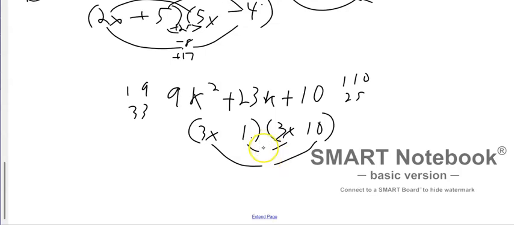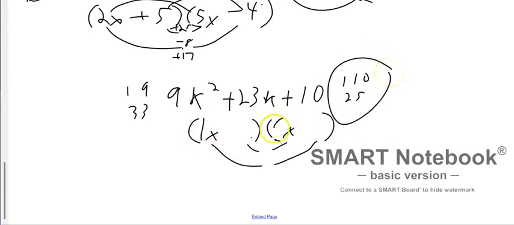So I need to go again. Sometimes this happens, but I know it can't be the 3 and 3 because I exhausted both of these with 3 and 3. So let's go with 1 and 9. So 1 and 9, 2 and 5. 2 times 9 is 18, plus 5, and that's 23. Oh, I picked right that time. And they're both going to be positive.